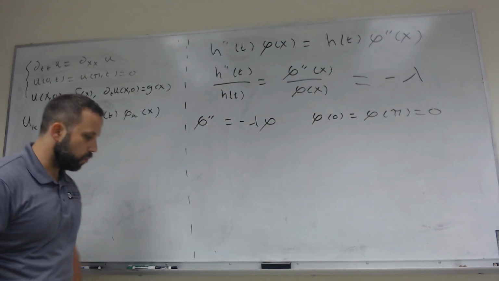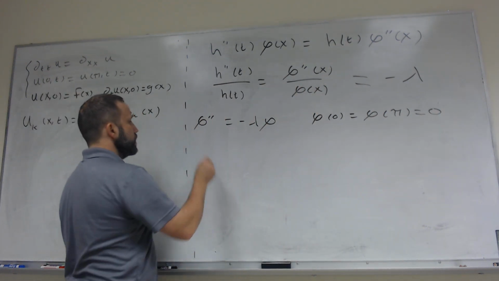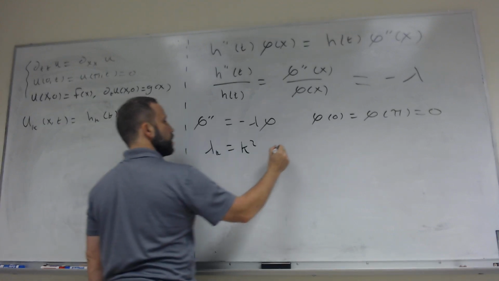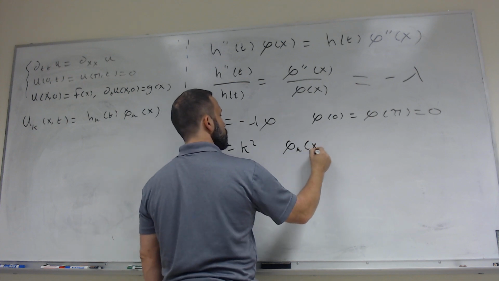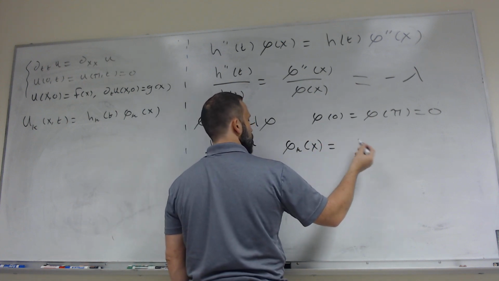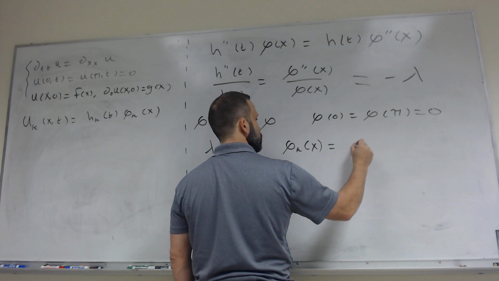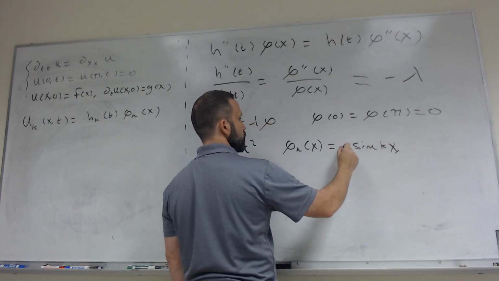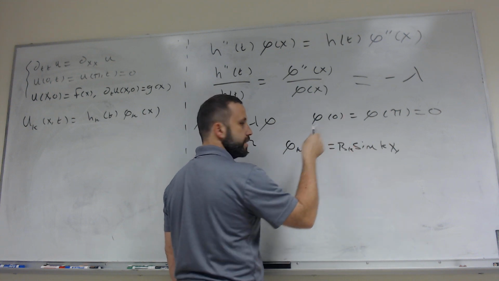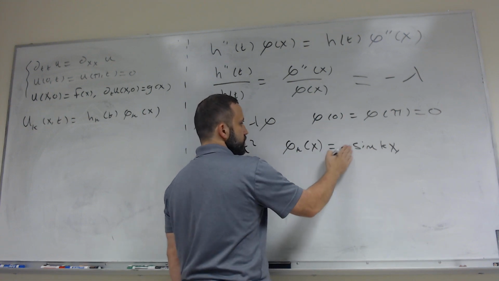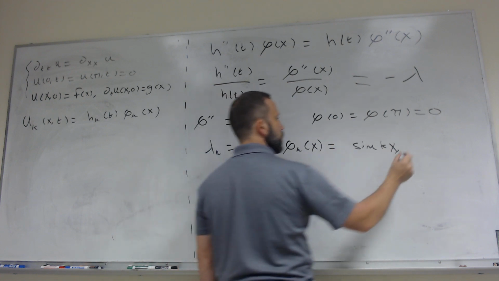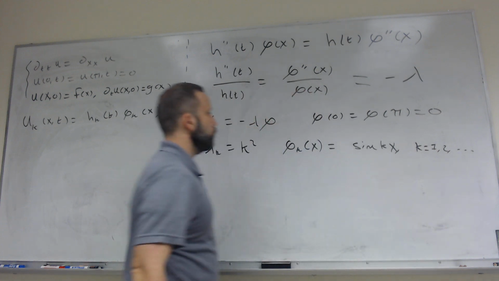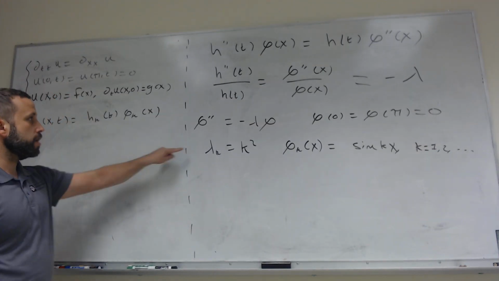Well, we've done this before. We know that the eigenvalues are going to be lambda_k equals k squared, and the corresponding eigenfunctions are going to be phi_k of x equals sine kx. Maybe you want to put a constant b_k there at this point. At some point you have to do it. For reasons that you will see, I'm not going to put the constant there. And this is for k equals 1, 2, and so on and so forth. Okay, so that's the phi equation.